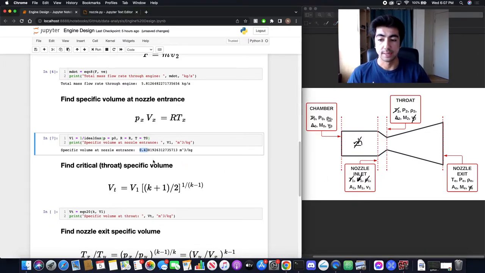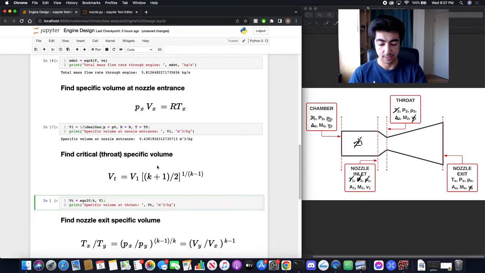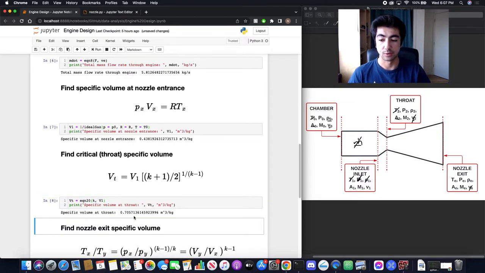Next thing we'll find is the specific volume at the throat. And so remember, there's a specific equation for this. This is equation 20 on the equation sheet for specific volume. And it takes in the specific volume at the nozzle inlet and our specific heat ratio. And so we just found this specific volume at the inlet in the previous step. We can plug that into this equation and we get our specific volume at the throat, which is going to be a bit higher, and it's around 0.7 meters cubed per kilogram.